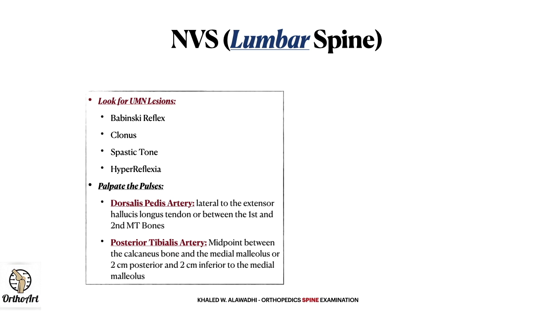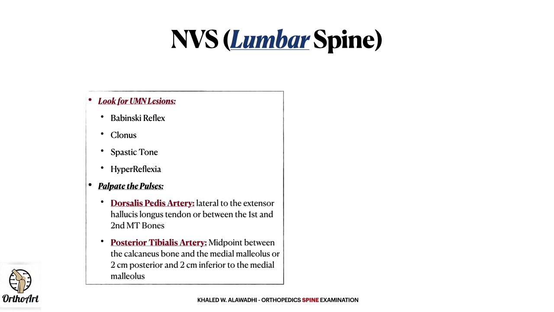This is an important one in the lumbar spine. You have to check for these two pulses, which are the dorsalis pedis artery and the posterior tibial artery. Now, when you locate the dorsalis pedis artery, you always go to the lateral of the extensor hallucis longus tendon. They always love to mention this statement when you palpate for dorsalis pedis. Or sometimes they tell you, between the first and second metatarsal bones. However, the best one to say to the examiner is the lateral extensor hallucis longus tendon, and you palpate for the dorsalis pedis artery.